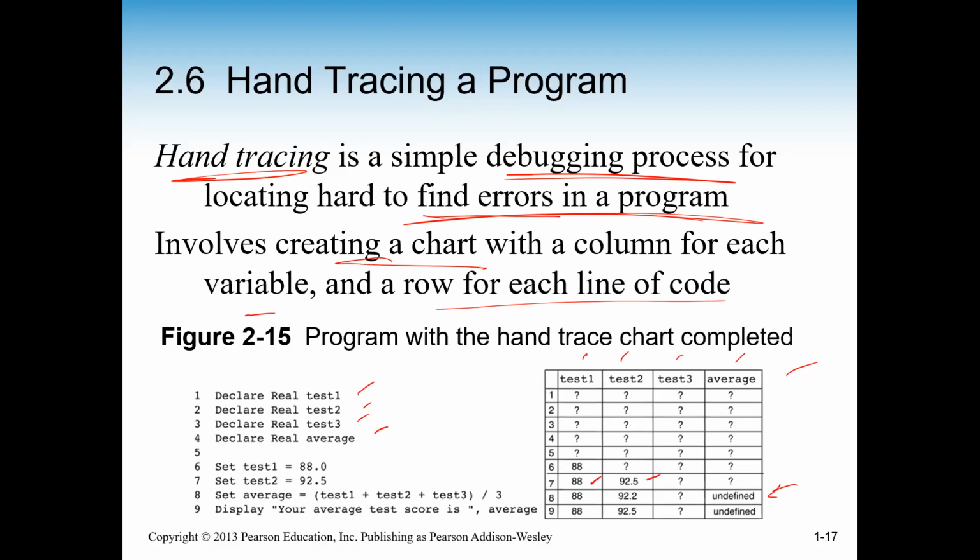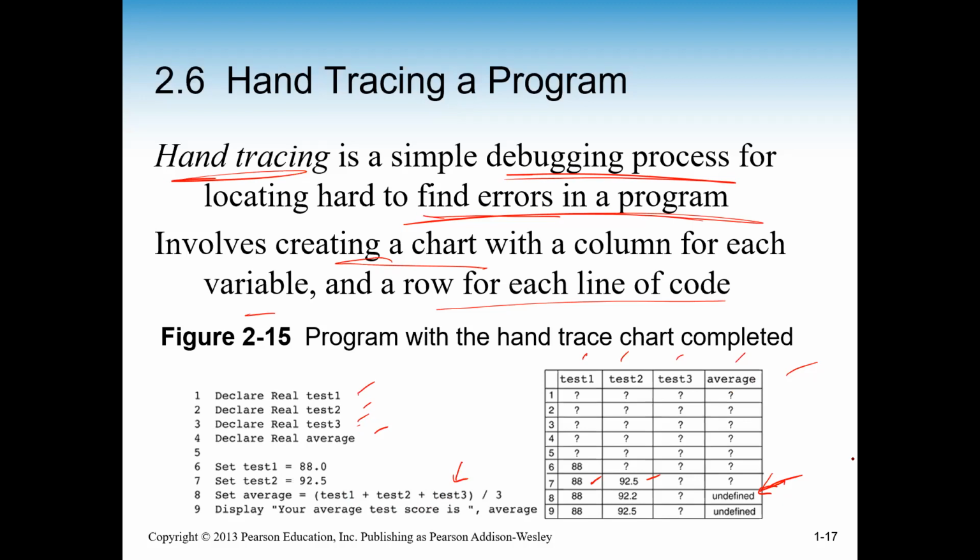Here on 8, can anyone tell me why this is undefined? What's the problem? Is it because you don't know what test 3 is? Exactly, you don't know what test 3 is. Very good. Since you don't know what this is, you're adding two things that you know to something that is pointing somewhere in memory, but what's there could be garbage. So it doesn't know what it is, and it gives you undefined for average, which means it errored out.